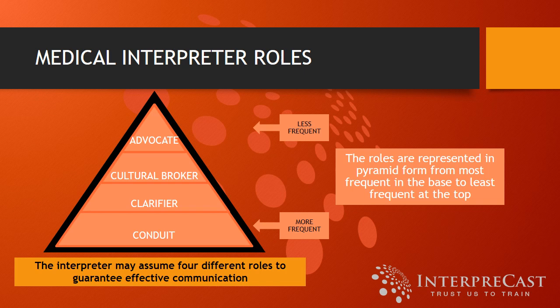As you can see in the pyramid, the least assumed role is advocate. The next is cultural broker, followed by clarifier. Finally, the most assumed role where the interpreter performs most of the time is conduit. In each role, the interpreter moves from the main role of conduit to the other 3 roles. We will explain what each role comprises.